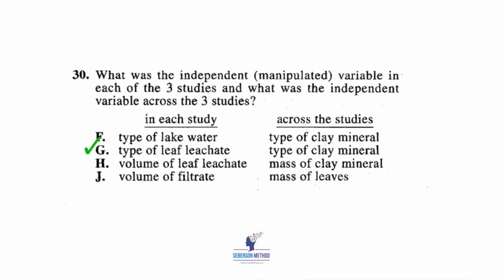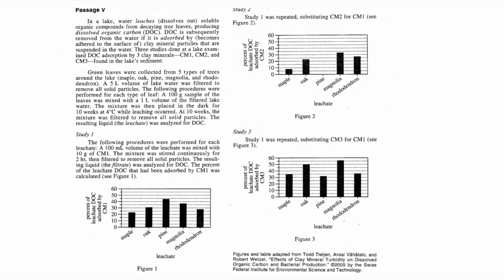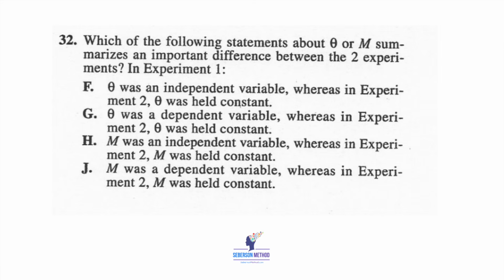Remember, the independent variable is the one that is being changed. And just take a look at the graphs. Right here in each study, across the x-axis, what is being varied. And then here, you can see that what is being varied from study to study to study is the clay minerals. So this is another very recent example.